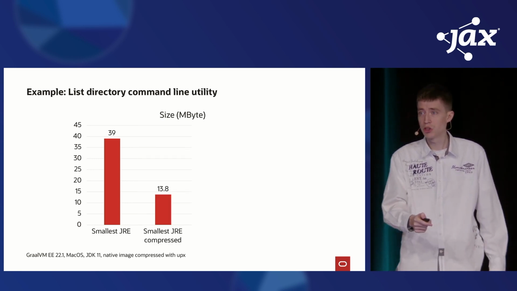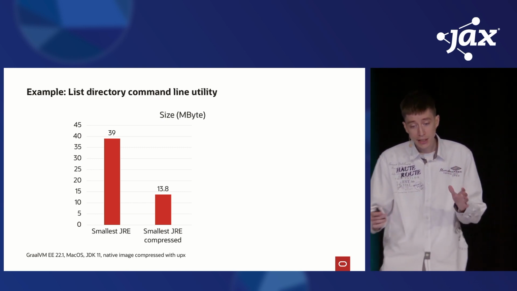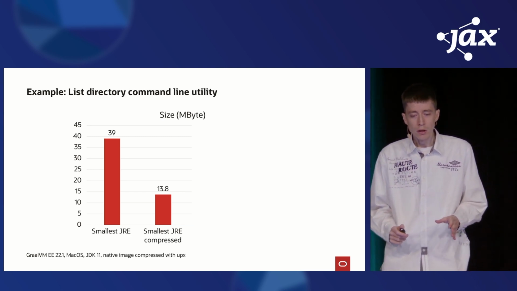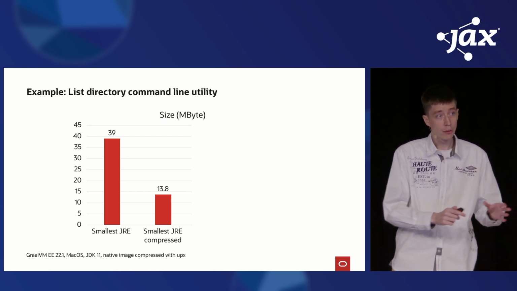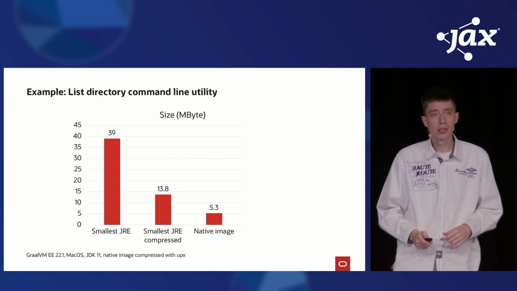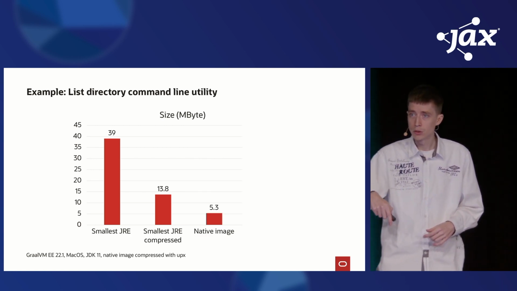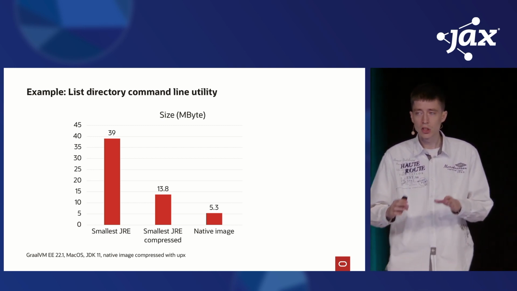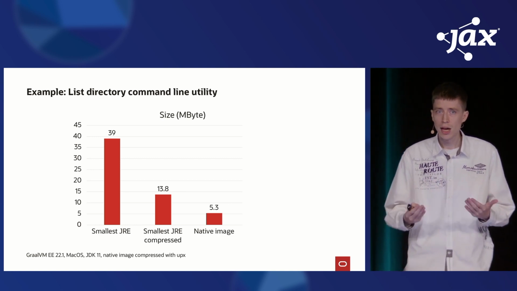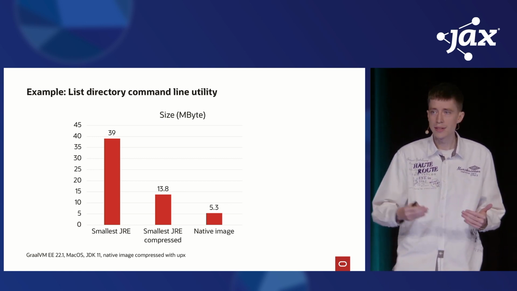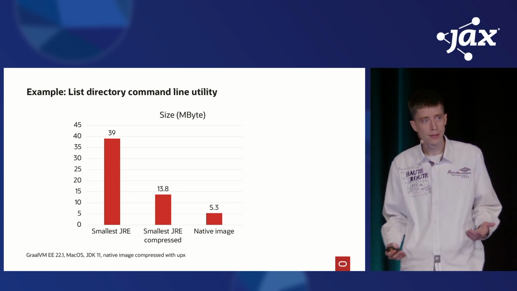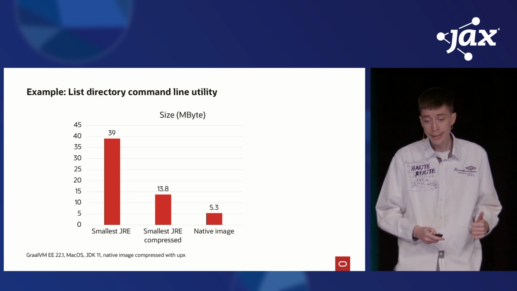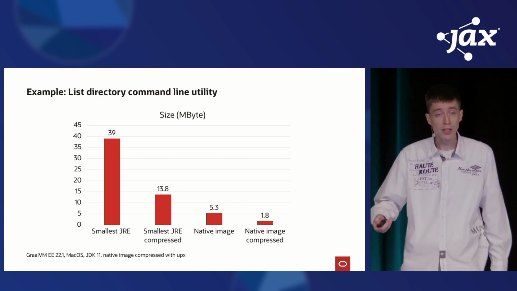Now, I can actually compress this JRE, so I can zip it up, and I can get it down to about 14 megabytes. If out of this small program I create a native image, the native image is only 5 megabytes. So it's already much smaller than the smallest compressed JRE, because it only includes from the Java libraries the parts that it needs, meaning access to the file system and directory listings, and not other parts that it would never reach.